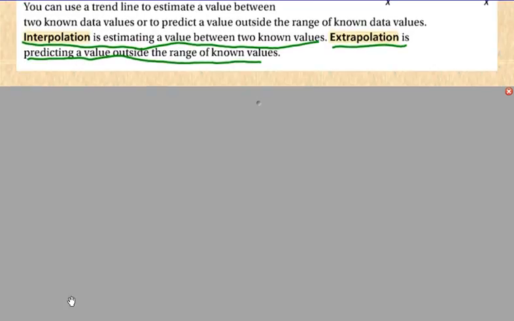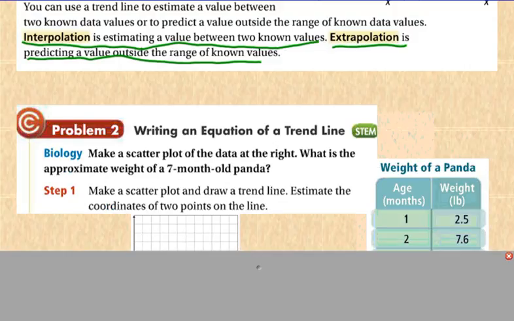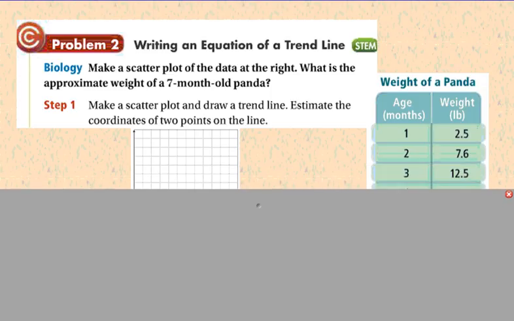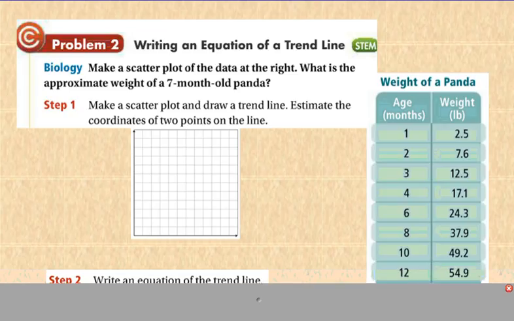So let's use that. Let's use some trend lines and find the equation of these trend lines, so that perhaps we could write the equation of what we think the basic trend is. So it says make a scatter plot of the data at the right. What is the approximate weight of a 7-month-old panda? So we're going to have to make the graph first and then do our estimating. It says make a scatter plot and draw a trend line. Estimate the coordinates of 2 points on the line. So what we're going to do right here is graph these. So let's set this up.